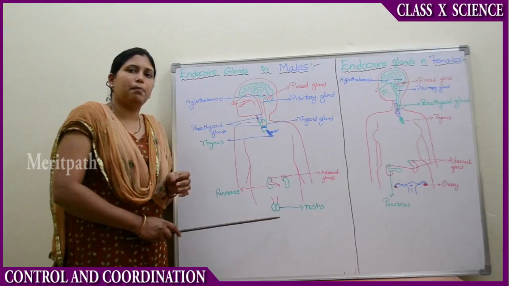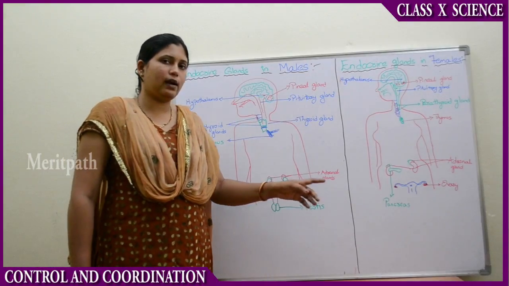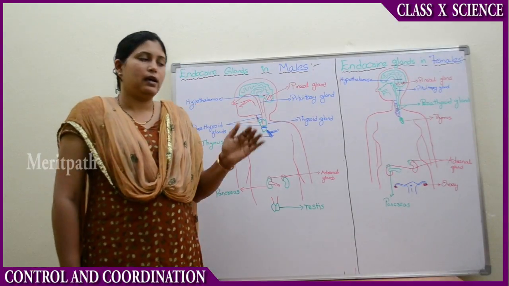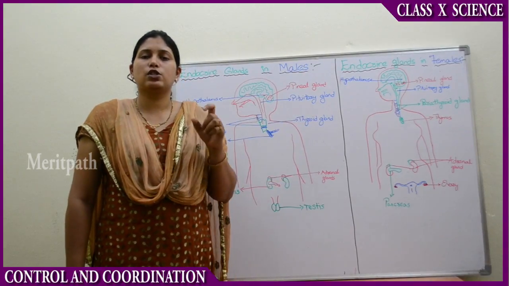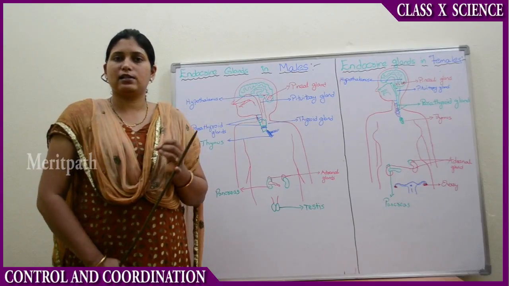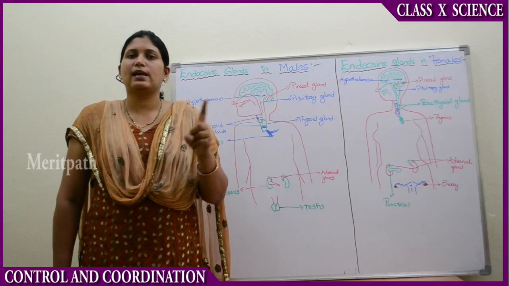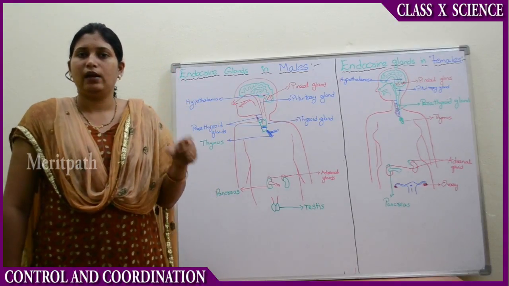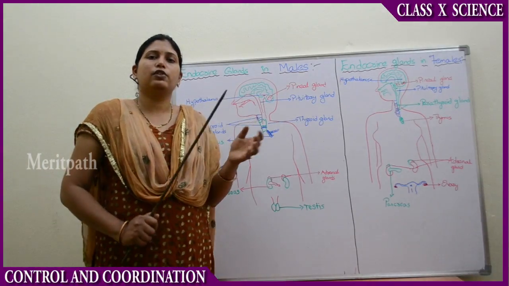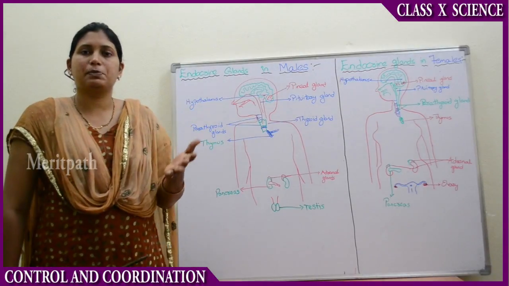Then moving on to the male body, in the male reproductive system there is an endocrine gland called the testis. The testis produces the male gametes or sperms. The testis secretes the hormone testosterone. Testosterone has two functions: development of secondary sexual characters in the male body at the time of adolescence or puberty, and one more function is that it helps in the reproduction process and production of sperms.